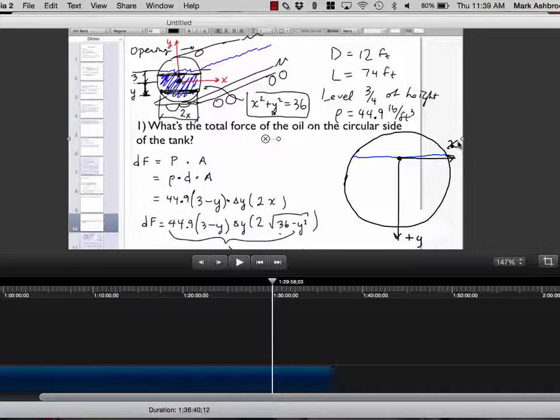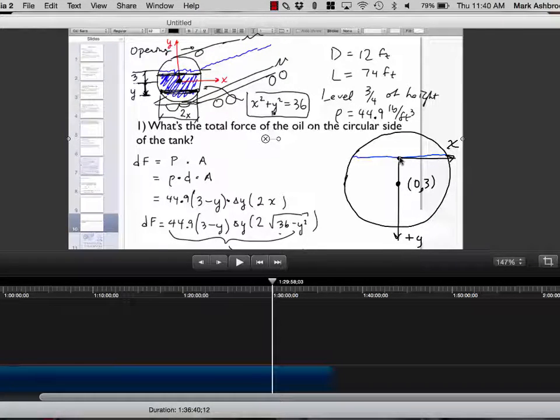And then positive x to the right. Okay, so that puts the center of my circle here, 3 feet below the surface of the liquid. Since this is positive y, that will actually be the coordinates (0, 3). So that's the center of the circle.